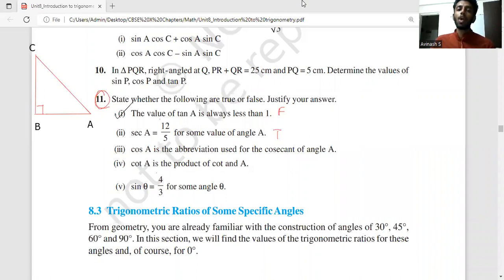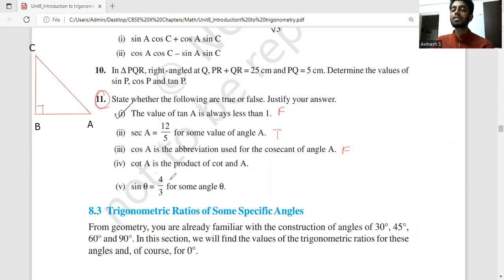Third subdivision: cos A is the abbreviation used for cosecant. It is false because cos A is the abbreviation of cosine. The whole name for this trigonometric ratio is cosine, so for cosine, it is cos. For cosecant, it is cosec. They have given cos as the abbreviation of cosecant, which is false. Actually, cos is the abbreviation of cosine of angle A.